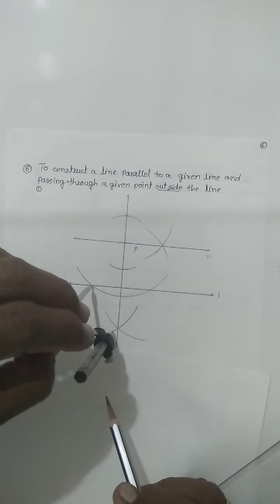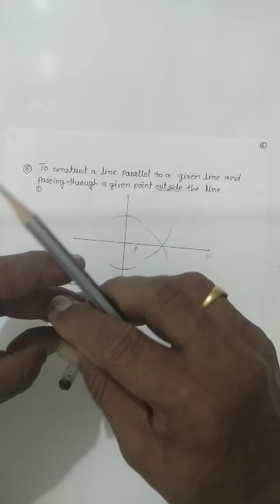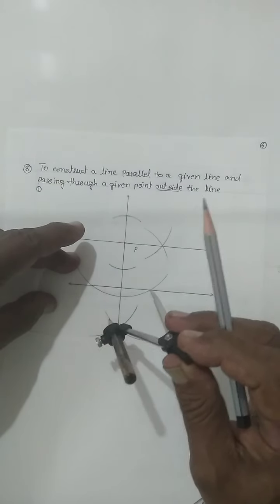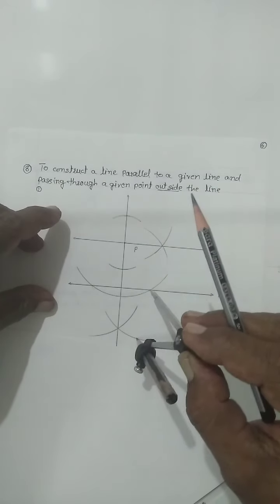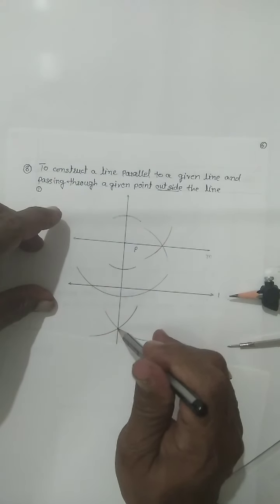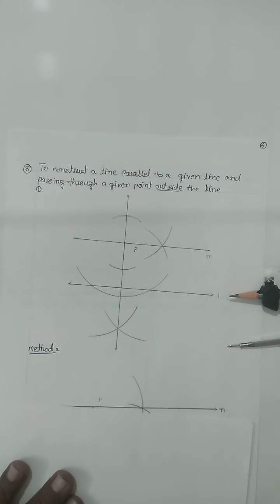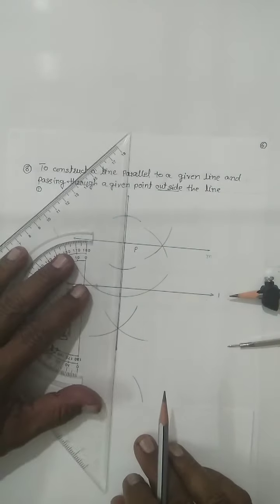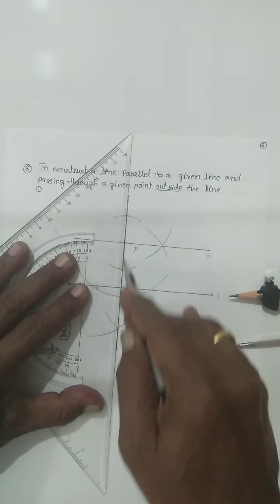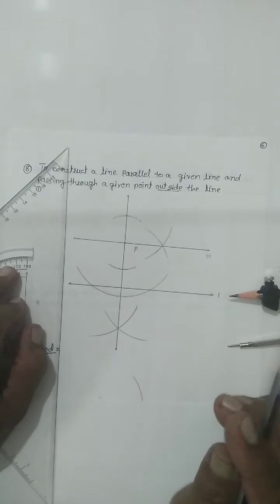Then draw one of the arcs from this point. Then put this distance as it is on this intersecting point and draw the second arc. These 2 arcs intersect at this point. Then draw the line which is passing through the point P. In this way we draw the line. This line is perpendicular to the line L.